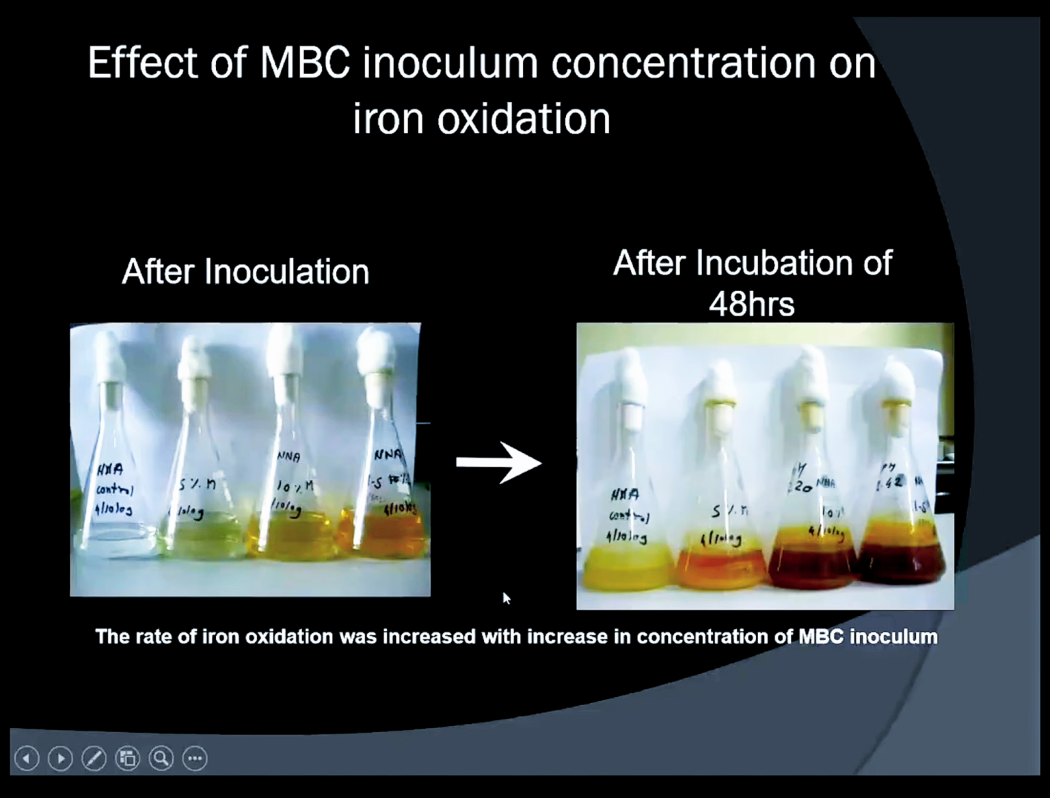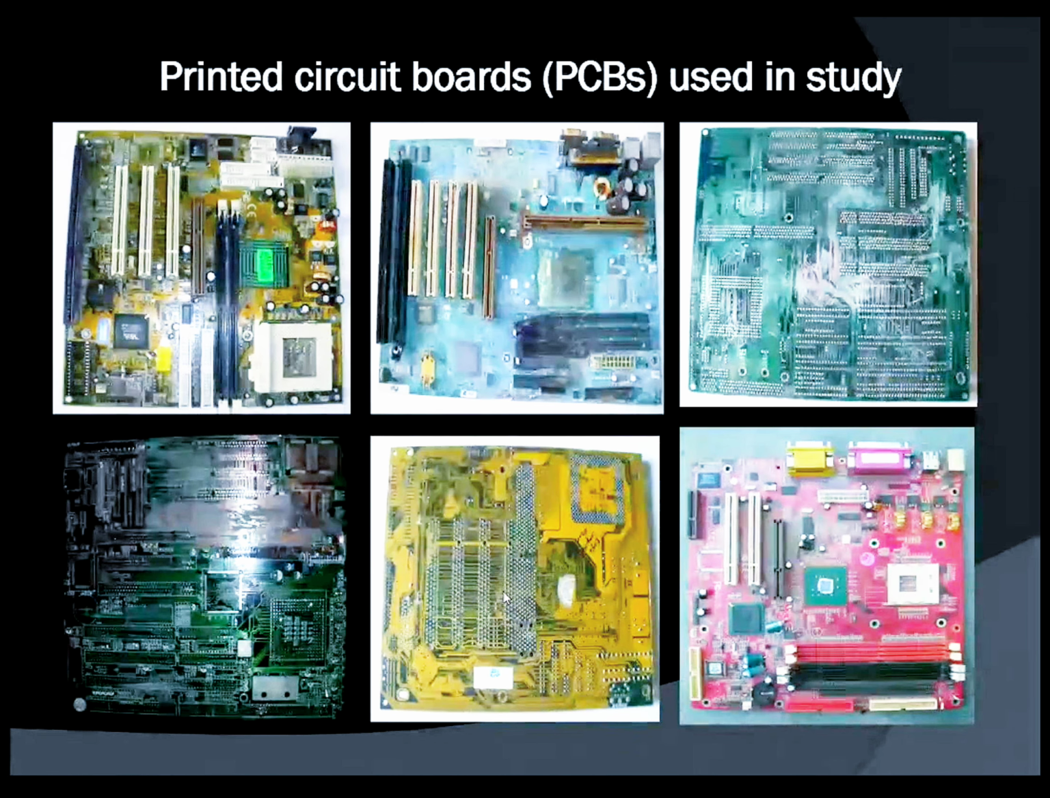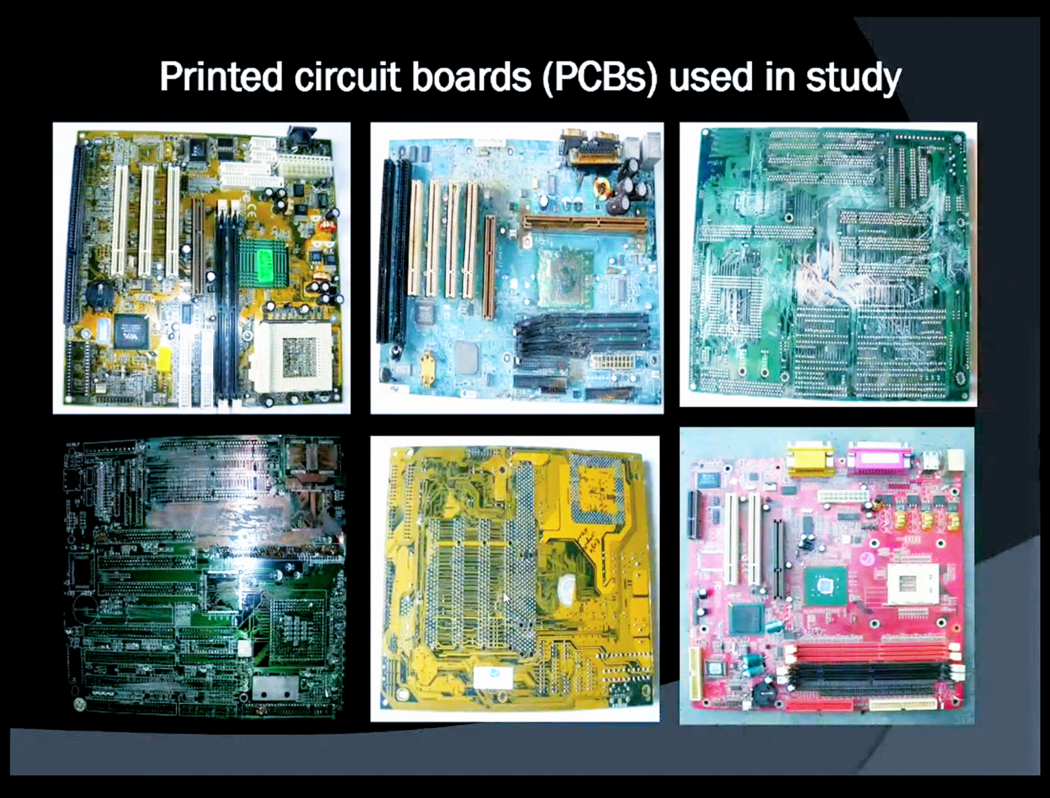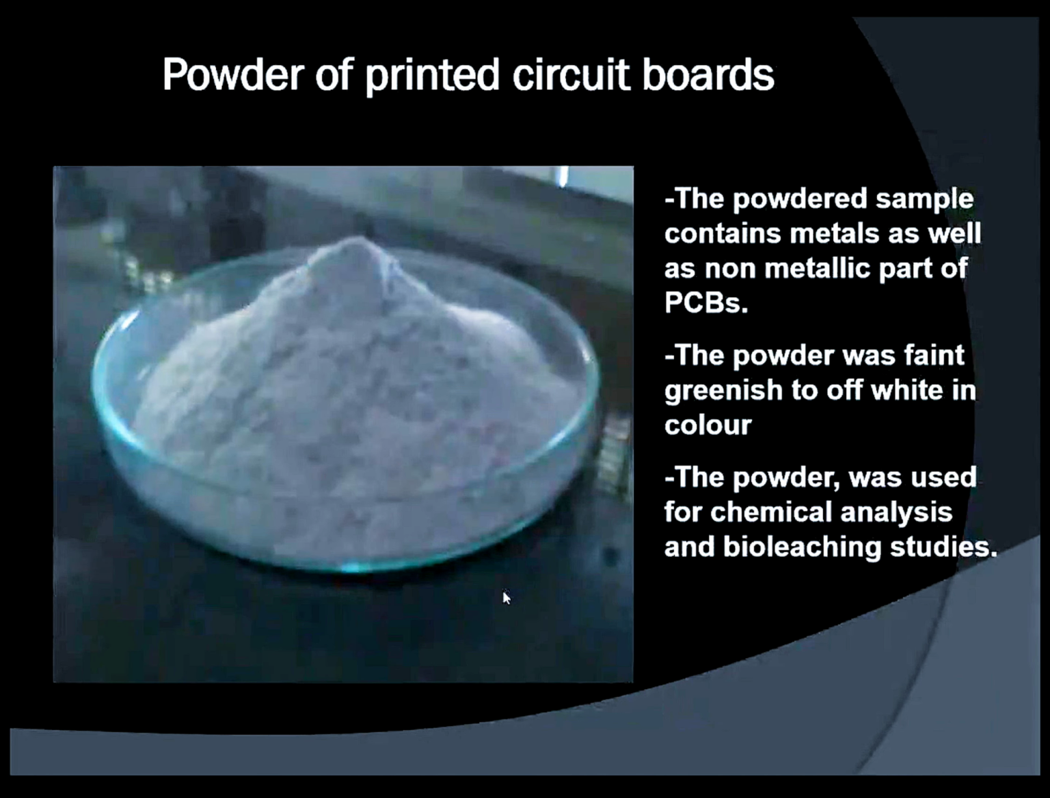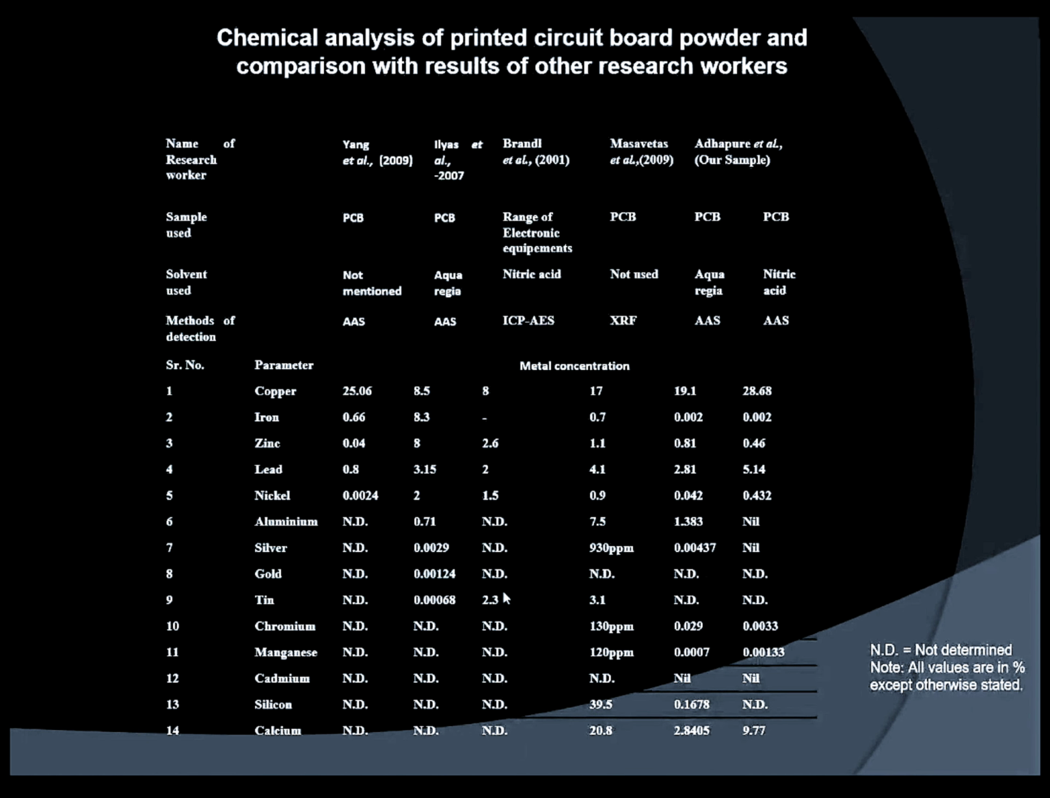This is a microscopic view. You can see the cocci-like structures, and this is jarosite. Jarosite is a precipitate. These are the circuit boards, the waste material which we have used. This is a powder of circuit board, the pulverized form. These are the compositions. You can see that toxic metals, copper, zinc, lead, and nickel are present, and even some precious metals are also present.